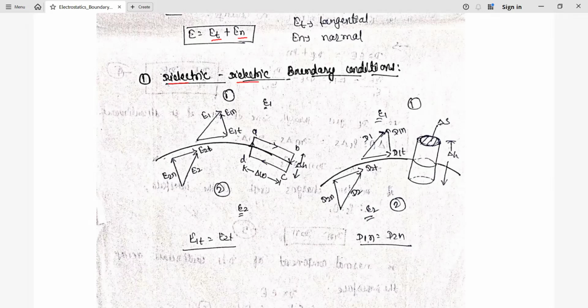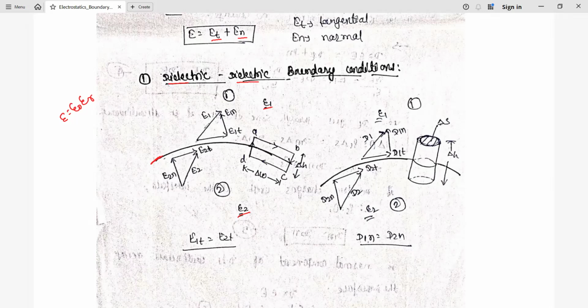So here, this is the boundary between a dielectric having permittivity epsilon 1 and another medium that is also a dielectric with permittivity epsilon 2. Already you know that epsilon is equal to epsilon naught into epsilon r, where epsilon naught is the permittivity of free space and epsilon r is the relative permittivity. We already have a lecture on the dielectric constant, which you can read.